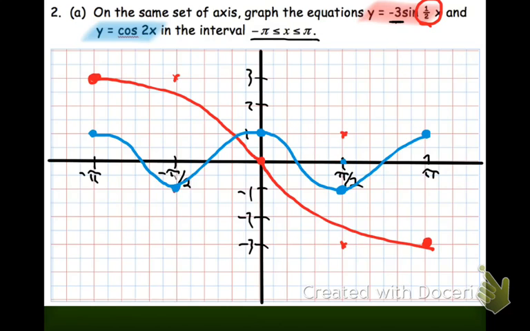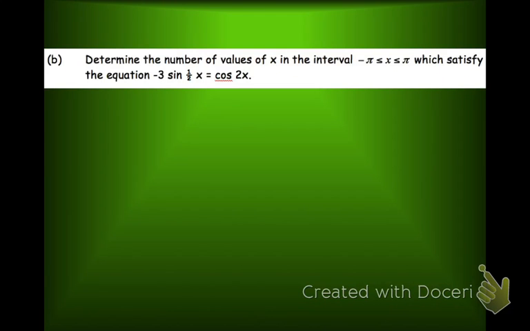So taking a look at that graph, I'm going to point out right here, just because I know the next question that's coming, that point right there. So it says, determine the number of values of x in the interval negative pi to pi which satisfy the equation negative 3 sine 1/2 x equals cosine of 2x. Well, they only crossed one time. So our answer for that would be a big whopping 1.